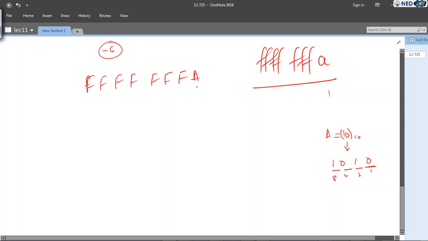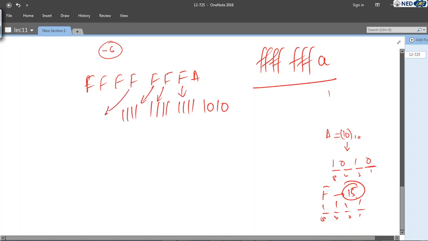So this A is 1 0 1 0, and F was 15 in decimal. So 15 is 1 2 4 8, take all ones: 8 plus 4 plus 2 plus 1. This is 15, and this is A. So this digit is represented by this pattern, and this digit is represented by this pattern. We have a really large number.